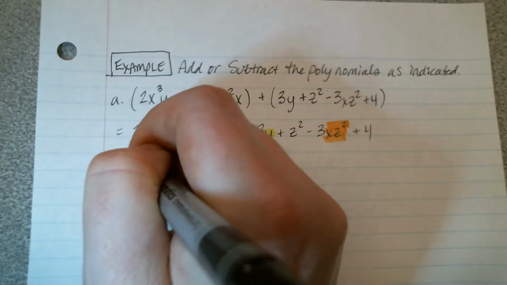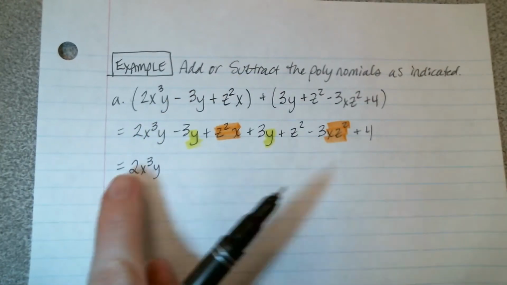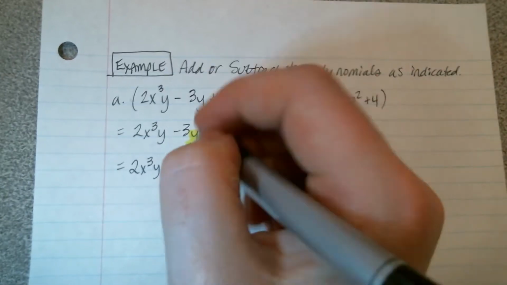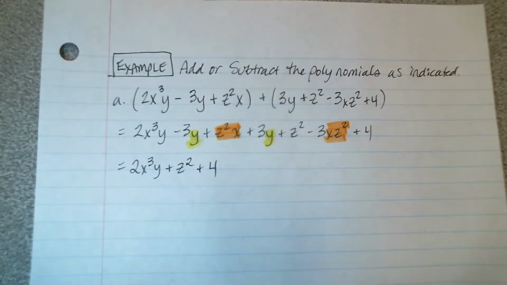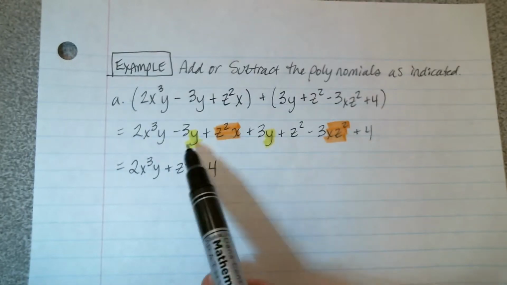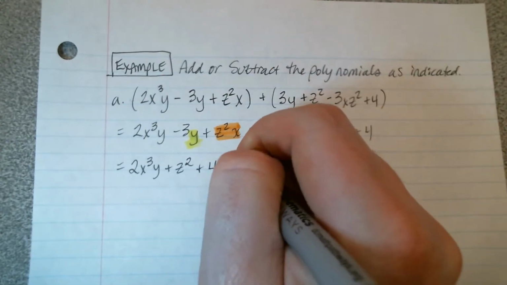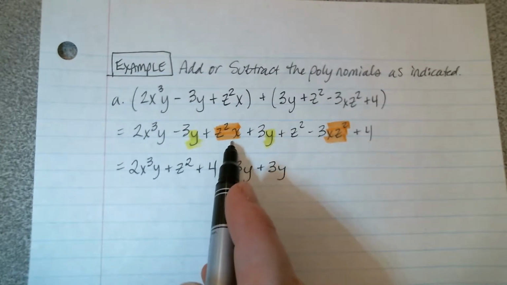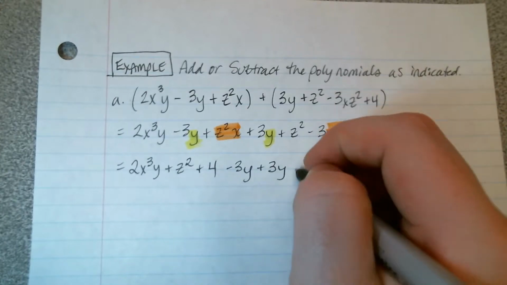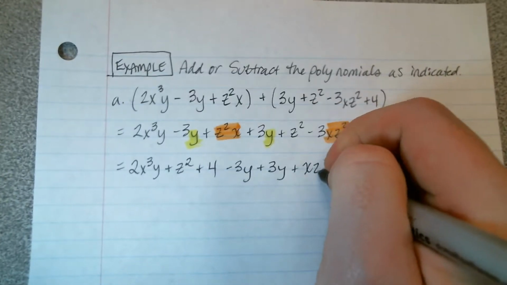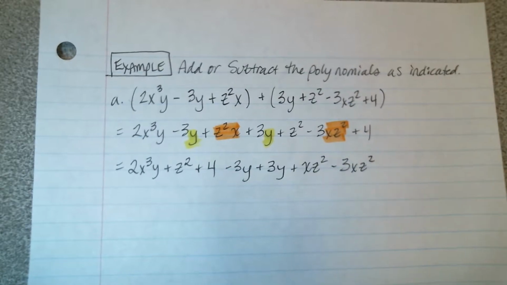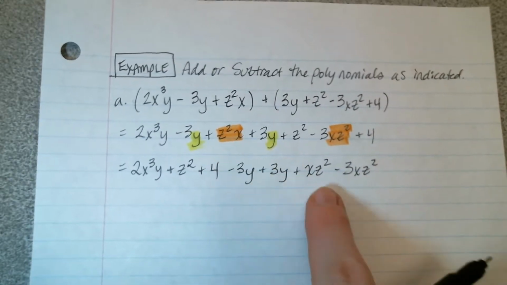So 2x cubed y plus z squared plus 4. Those don't have like terms. They're going to stay just as they are. I'm going to put the two y terms next to each other and the two z squared x's next to each other. And I'm going to reorder these for my convenience. So instead of z squared x, I wrote xz squared.